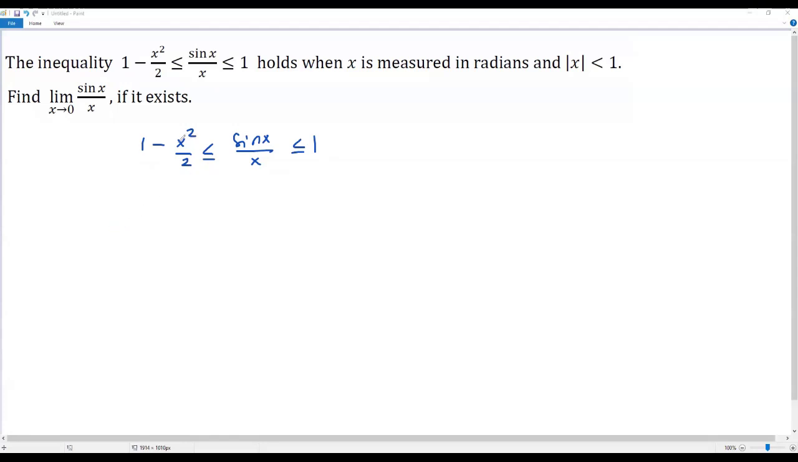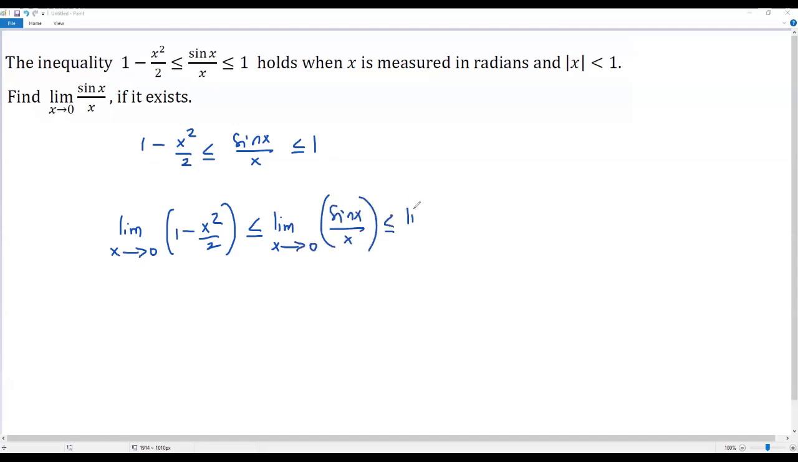Now first let me take the limit for the terms over here. That is, limit as x tends to 0 of 1 − x²/2 ≤ limit as x tends to 0 of sin x / x ≤ limit as x tends to 0 of 1. Now let's evaluate this limit. We plug in x equals 0 by direct substitution. Then we get 1 minus, when I plug in x equals 0, it becomes 0 squared. 0 squared is still 0, and 0 divided by 2 is still 0. So, less than or equal to the limit as x tends to 0.